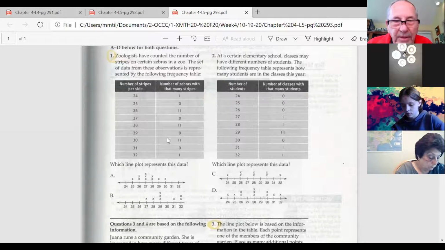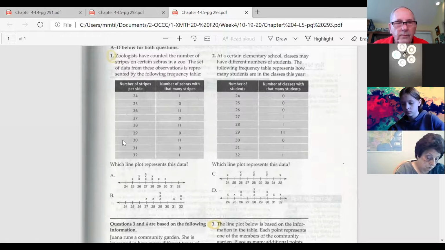So the question is, you put this into a line plot, okay? Which line plot represents this set of data is the question. So how would you do that? What would be the simple way of doing that, or an easy way, put it that way? How would you do that? I want to know whether it's A, B, C, or D that represents this table. How are you going to do that?